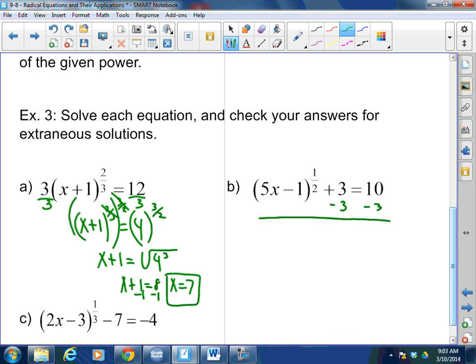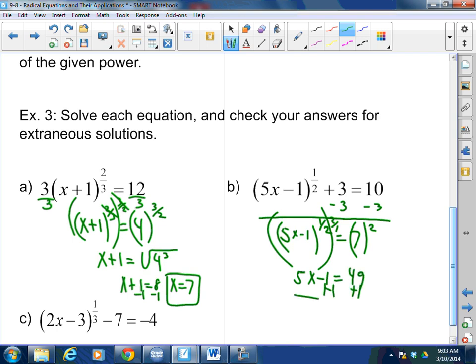B. Subtract 3 to both sides. And I've got 5x minus 1 to the 1/2 equals 7. I'm going to go ahead and multiply by the reciprocal, which is 2 over 1. Raise it. So now I got 5x minus 1 equals 49. Add the 1. 5x equals 50. Divide by 5. X equals 10. If you plug it in, 50 minus 1 is 49. Square root of 49 is 7. 7 plus 3 is 10. Does that make sense, guys?